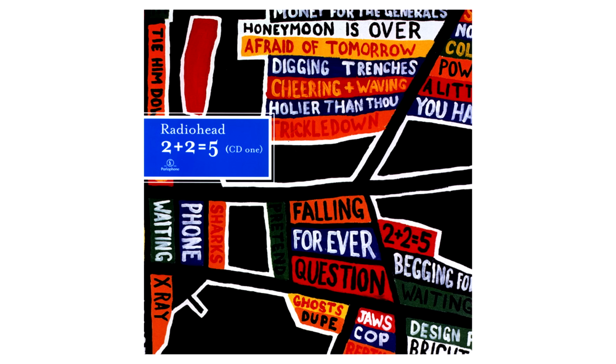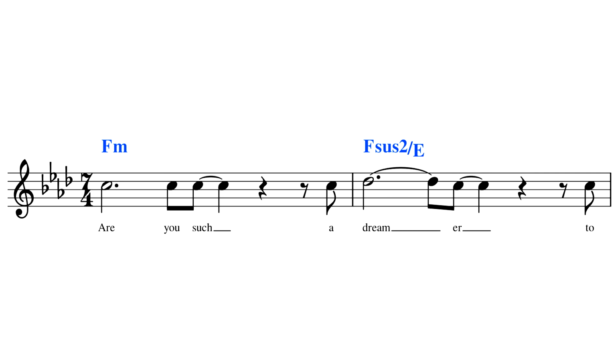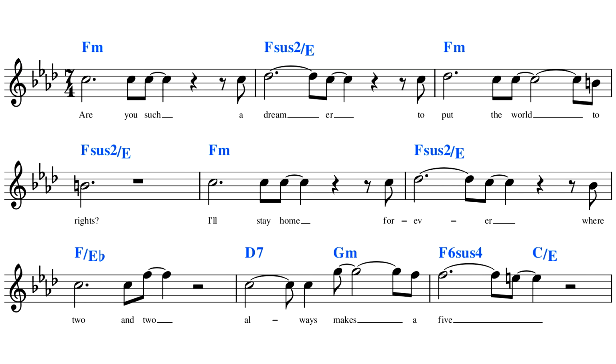The last example that we'll look at today is a song that really brings out the oddness of 7-4's odd time, 2 plus 2 equals 5 by Radiohead. Unlike most of the examples we've looked at so far, instead of playing a rhythm that naturally divides the 7 beats into a group of 3 and a group of 4, 2 plus 2 equals 5 divides the bar right down the middle, effectively creating a 7 against 2 polyrhythm.